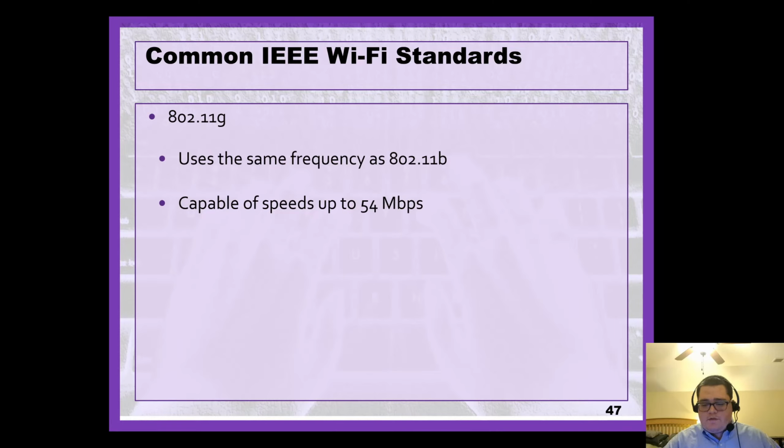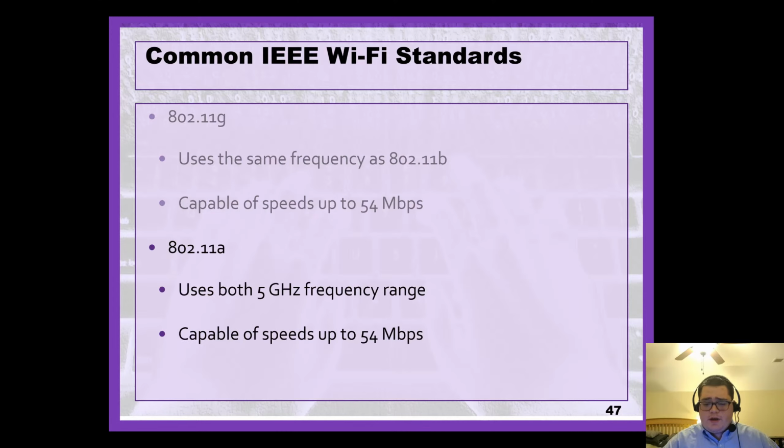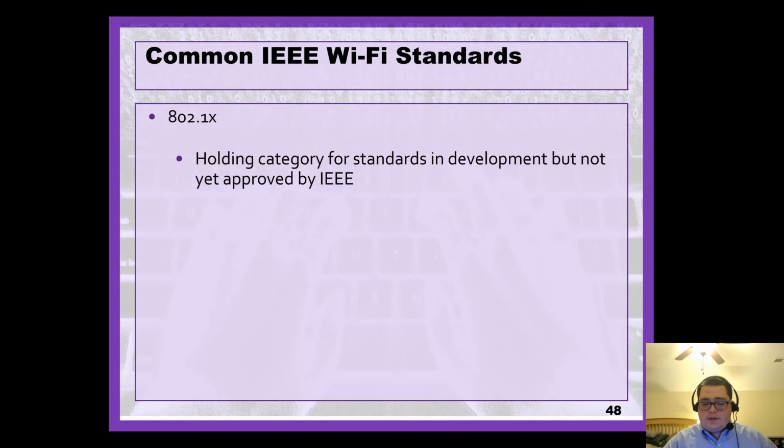802.11g uses the same frequency as 802.11b and increases the speeds up to 54 megabits per second. 802.11a uses the 5 gigahertz frequency range and is capable of speeds up to 54 megabits per second.